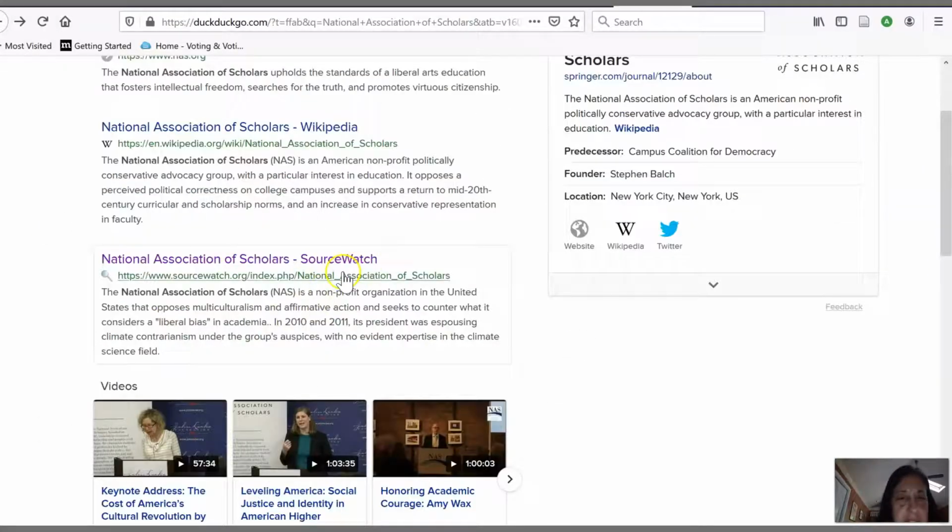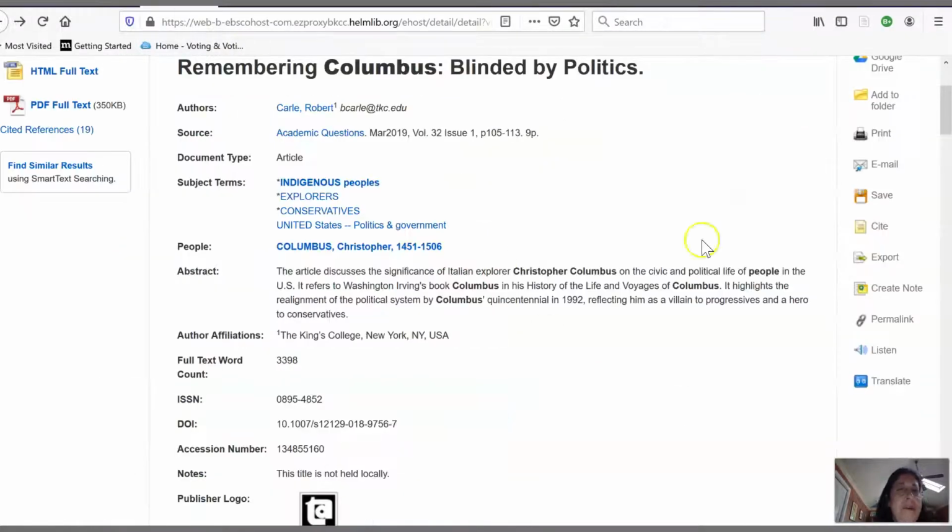And a little farther down, there's something called SourceWatch, which looks at organizations and, for better or for worse, kind of grades them on what they are or defines them in some way. This particular source does say that the National Association of Scholars opposes multiculturalism and affirmative action, and seeks to counter what it considers a liberal bias in academia. So that seems kind of apparent so far.